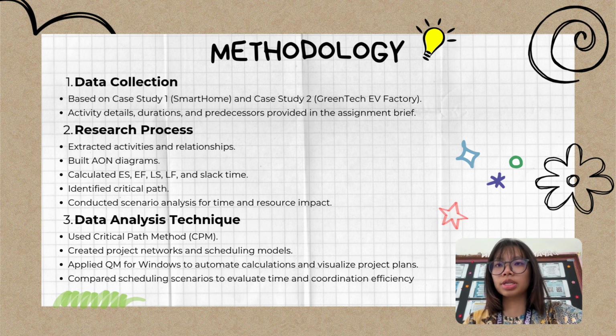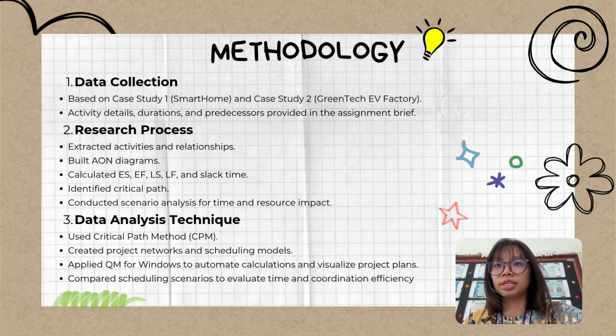Our research process began with extracting the activities and identifying the relationships between them. We then created an activity on node, or AON, diagram to visualize the flow of the project. Using this diagram, we calculated the earliest and latest start and finish times and identified the slack for each task. This allows us to find the critical path, the sequence of tasks that directly determines the project duration.